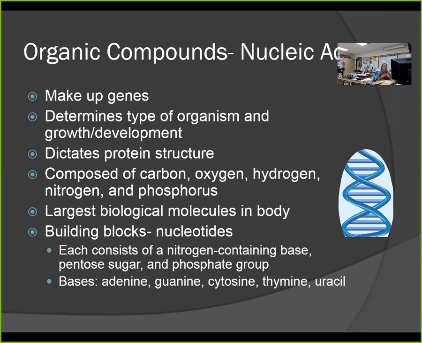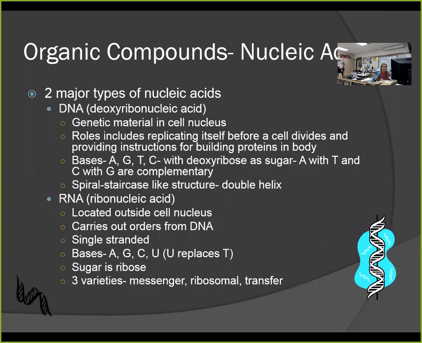So each nucleotide consists of a nitrogen-containing base, a pentose sugar, and a phosphate group. And the bases, these nitrogen-containing bases, you have adenine, guanine, cytosine, thymine, and uracil. You probably remember that from DNA. You know, some of them are flipped or switched with DNA and RNA.